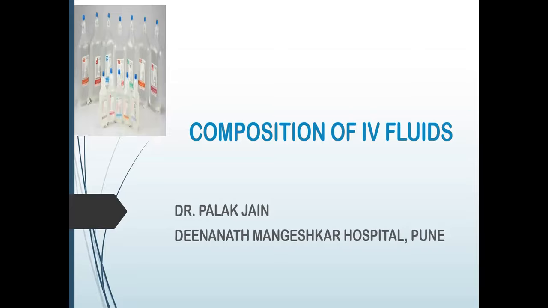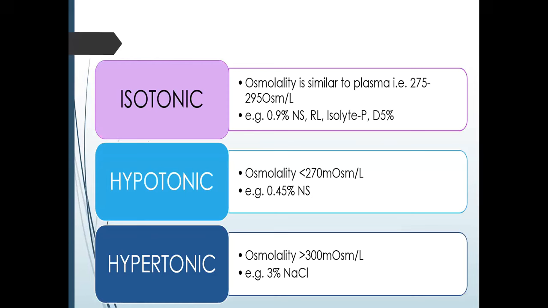I'll be discussing with you today the composition of some commonly used IV fluids. The IV fluids can be divided into isotonic, hypotonic and hypertonic fluids. Isotonic fluids have an osmolality which is similar to plasma, that is 275 to 295 milliosmoles per liter.